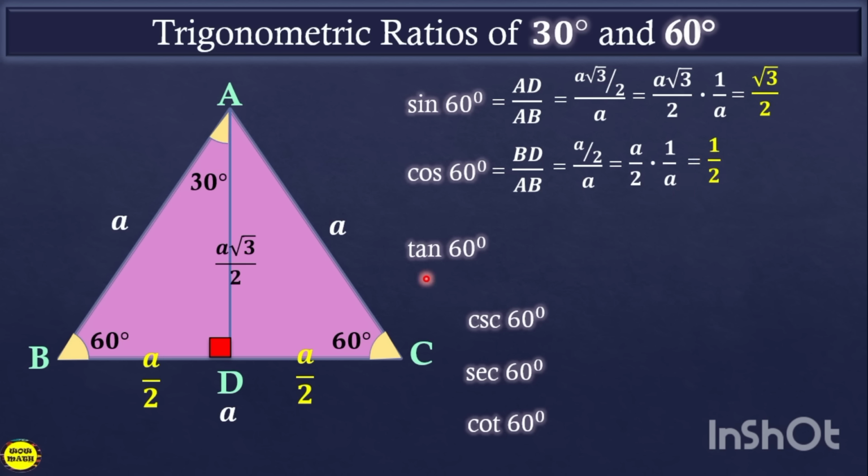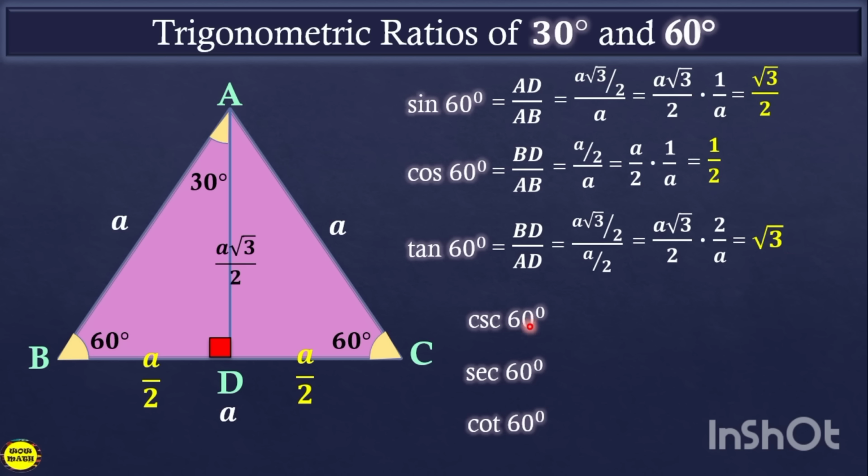For tangent 60 degree, we have opposite over adjacent. So, if this is your tangent 60 degree, opposite, a square root of 3 over 2 over adjacent. So, adjacent is a over 2. And then, multiply. A square root of 3 over 2, reciprocal nito, so 2 over a. Proceed to multiplication. We can cancel a, we can cancel 2. So, ang may iwan na lang, square root of 3.